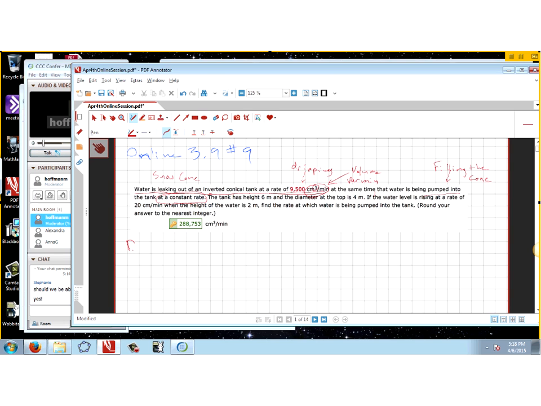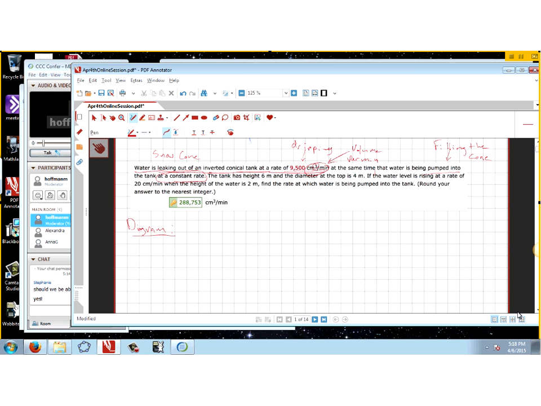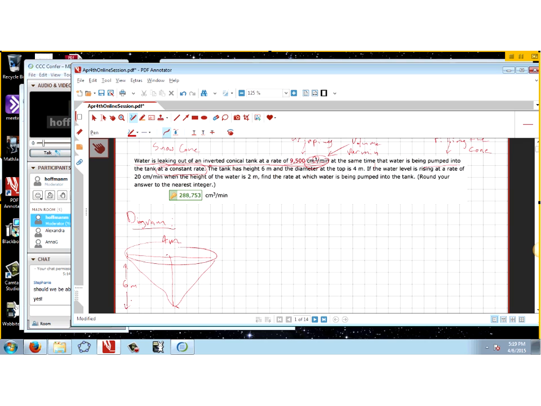So now I'm going to start filling this into my diagram. My diagram looks like this snow cone kind of thing. Here's the top. At the top, it's 4 meters, and the height from here to here overall is 6 meters. And we are just getting a feel for things right now.